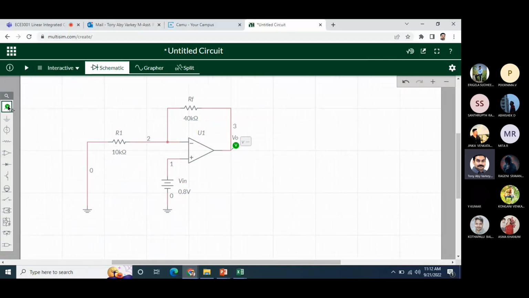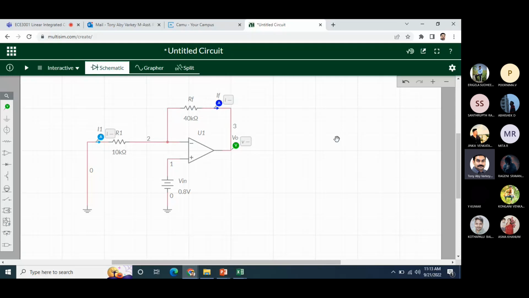I'll measure the current also. So I will take a current probe from here. I'll place this here. I'll change the name to I1. Another current probe I will take. I will place it here and change the name to IF. So I'll be able to measure everything. So what is the output that is expected from this particular circuit?